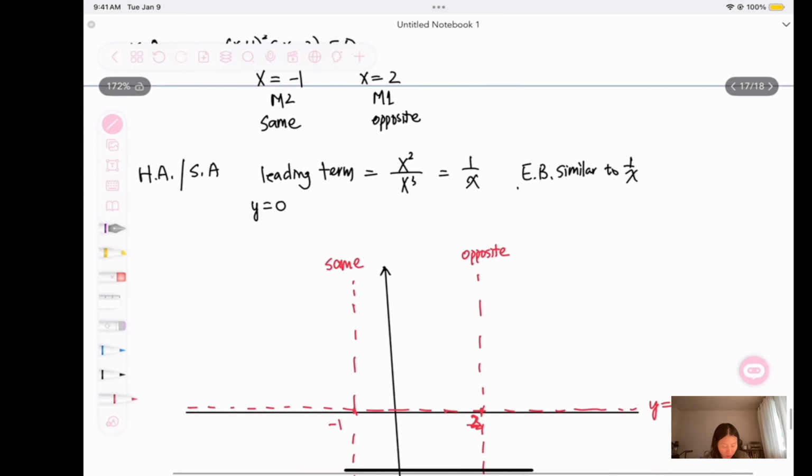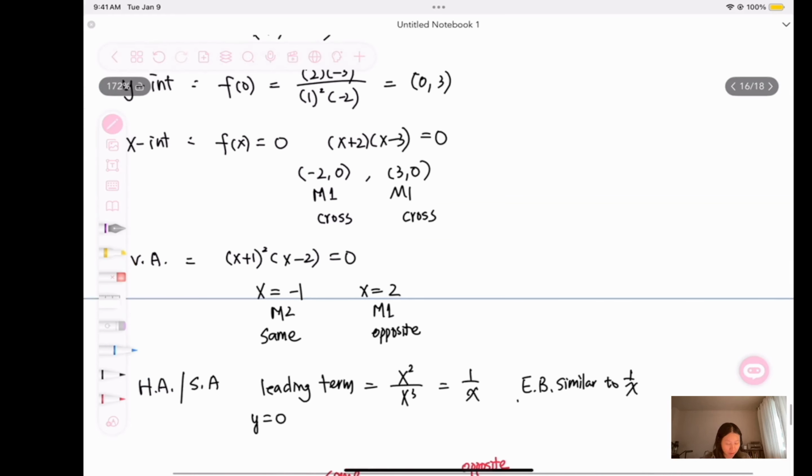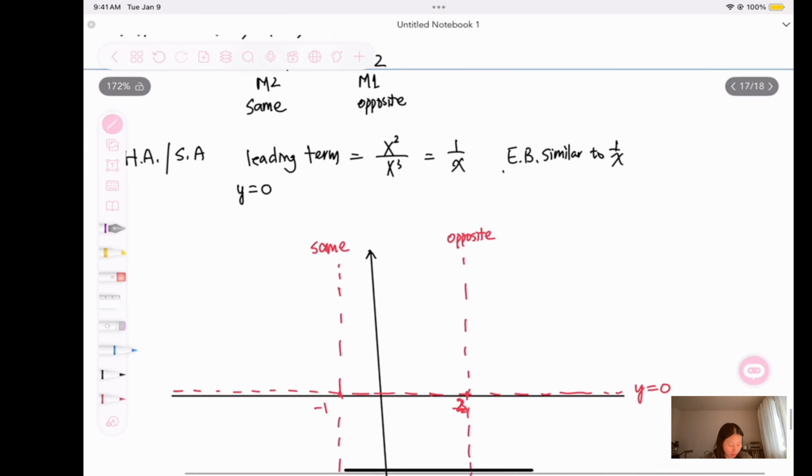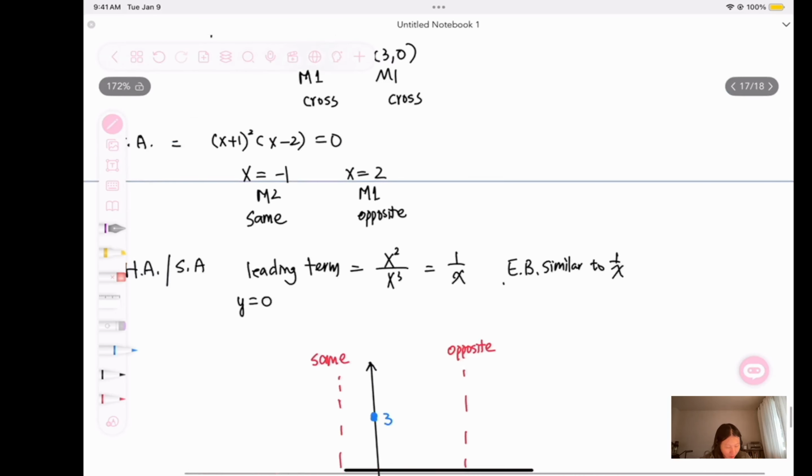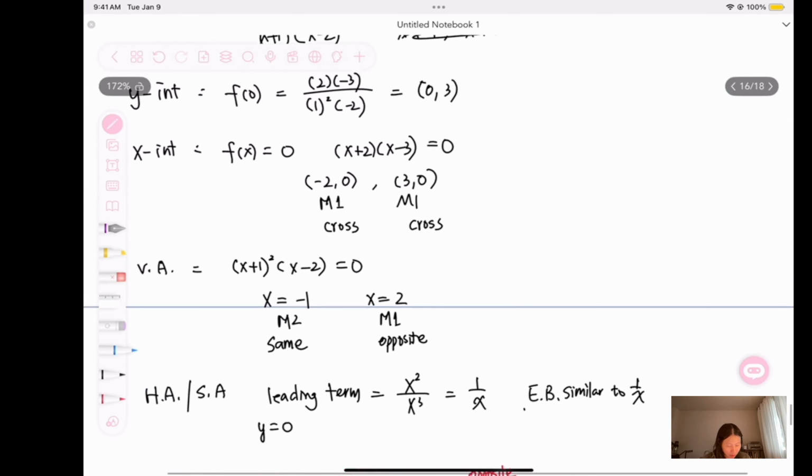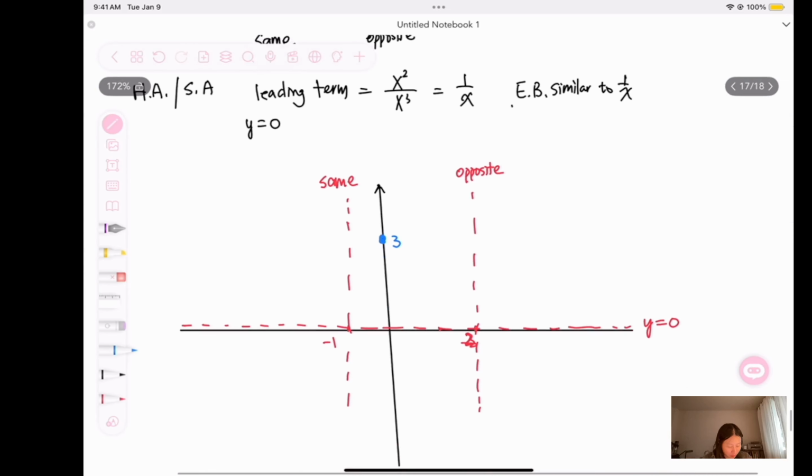Now, when we start the graph, I'm going to use a blue pen. The y-intercept is at 0, 3. The x-intercepts are at negative 2 and positive 3. Negative 2 is in here, and the behavior is a cross. At 3, we have another x-intercept, and it's going to be a cross.